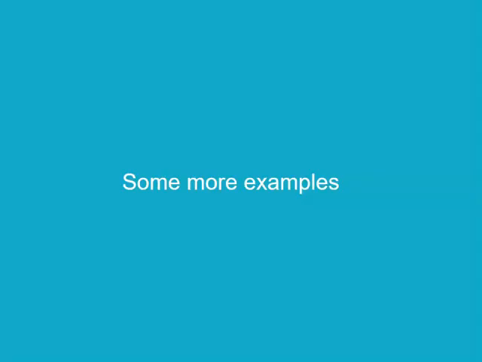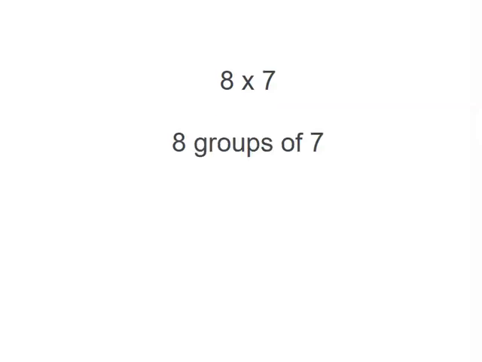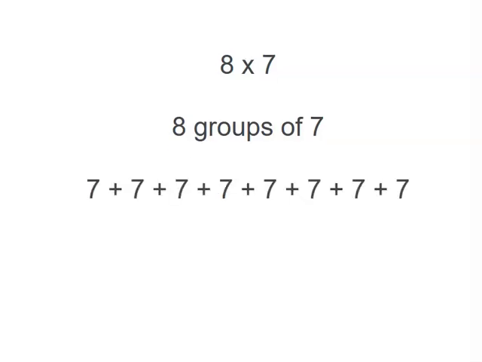Let's have a look now at some more examples. This time we're going to add 8 groups of 7. Now 8 multiplied by 7 is the same as 8 groups of 7. Now it looks a bit like this. Now I don't know about you, but I think I might lose track of counting 7 8 times.